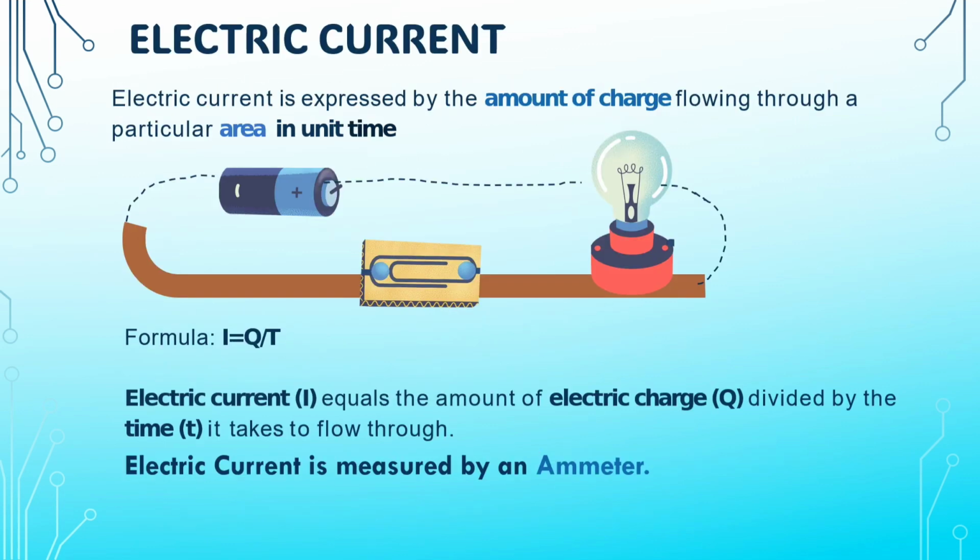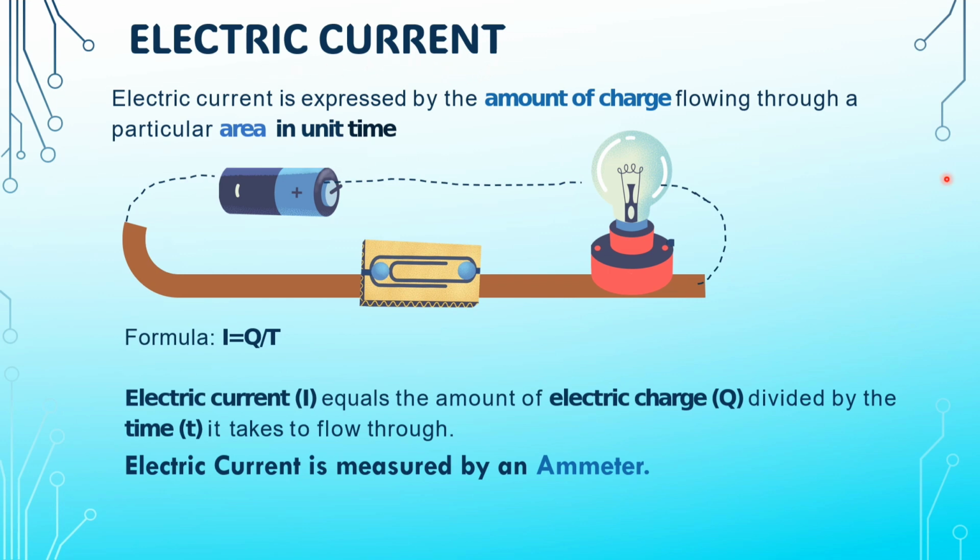The charge on a single electron is approximately 1.6 into 10 power minus 19 coulombs. This value is a fundamental constant in physics. Next, we already know that the atom is made up of protons, neutrons and electrons. Protons have positive charge, electrons have negative charge, and neutrons have no charge. So next is the electric current.